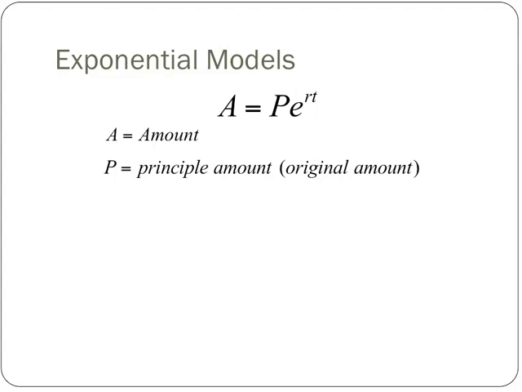Now the rate r is expressed as a decimal. If you're working with exponential growth, then the rate will be positive. If you're working with exponential decay, then r will be negative. Now you'll notice that means if you're looking at the equation, if r is positive, then you have exponential growth. If r is negative, then you have exponential decay, which is what we saw earlier today.